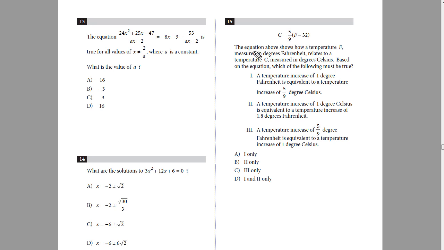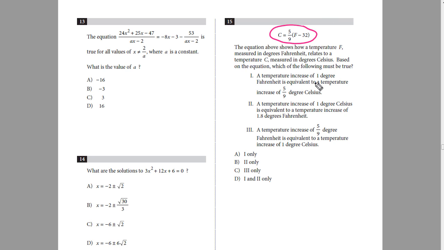Question number 15. The equation above shows how a temperature F measured in degree Fahrenheit relates to a temperature C measured in degree Celsius. Based on the equation, which of the following must be true? Now here's a conversion from degree Fahrenheit to degree Celsius. Now let's see the condition number 1. A temperature increase of 1 degree Fahrenheit is equivalent to a temperature increase of 5/9 degrees Celsius. I think this is true.